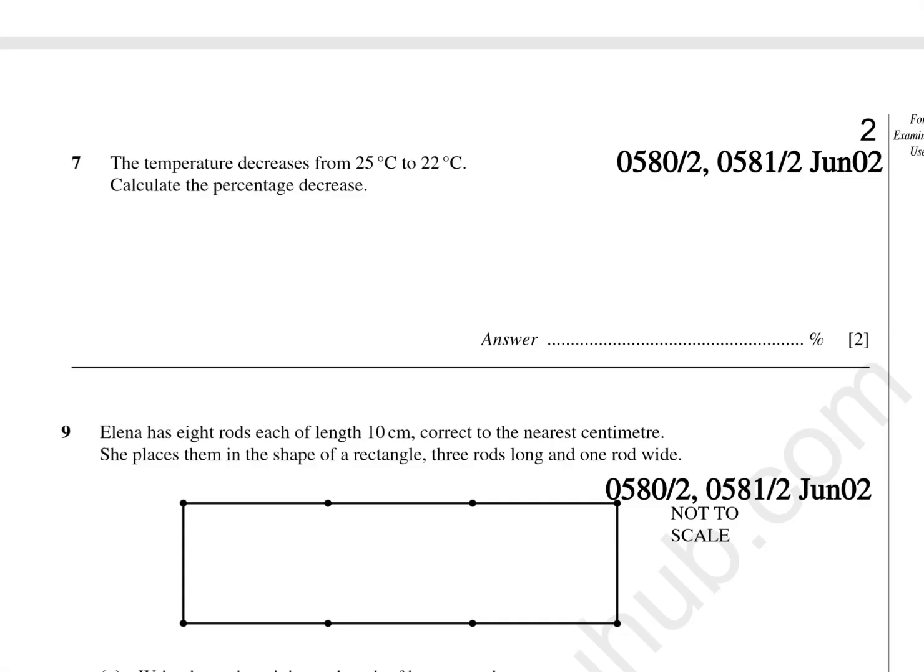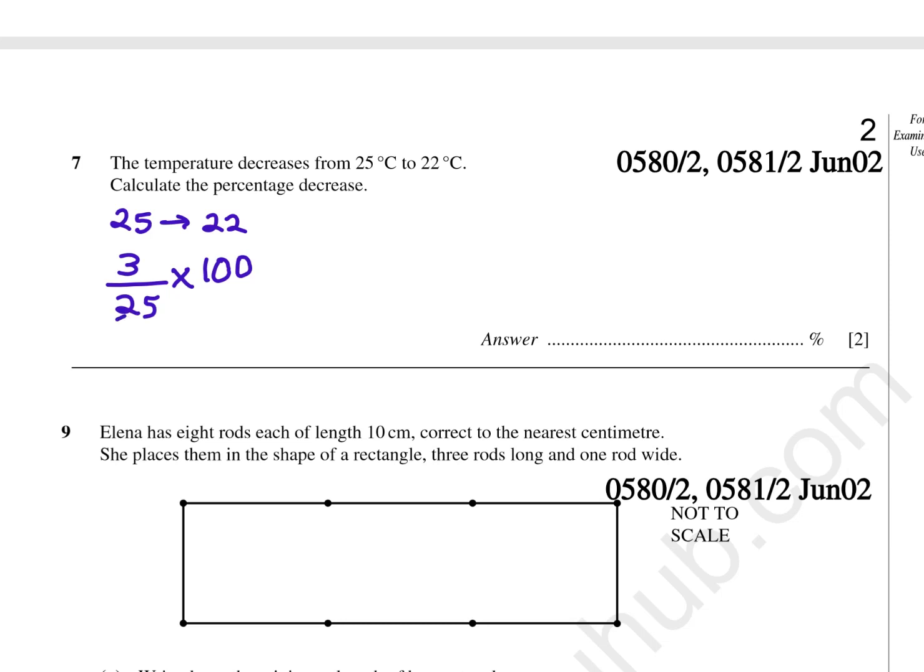This question has been taken from May June 2002, paper 2 and question 7. The temperature decreases from 25 degrees Celsius to 22 degrees Celsius. Calculate the percentage decrease. Now the initial temperature was 25. From 25, the temperature has decreased to 22 degrees Celsius. So now the temperature difference is 3 and the difference of 3 is on 25. So 3 upon 25 into 100.